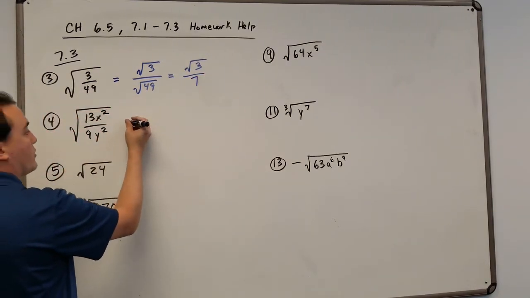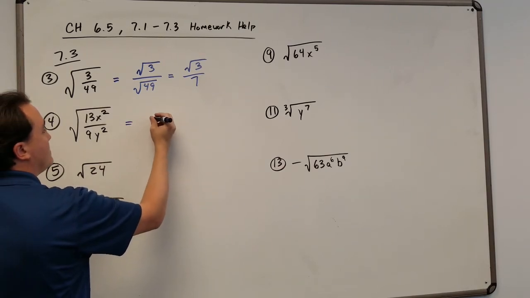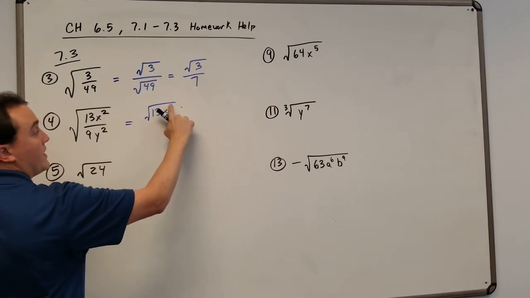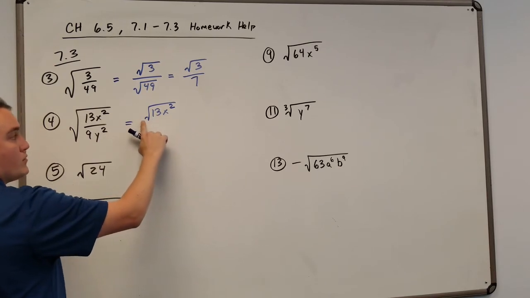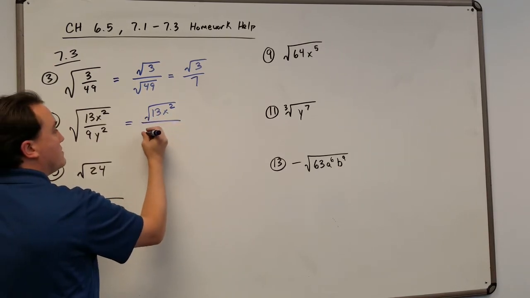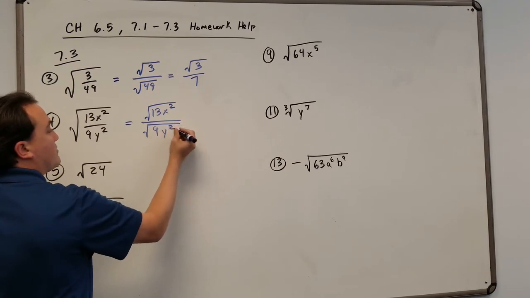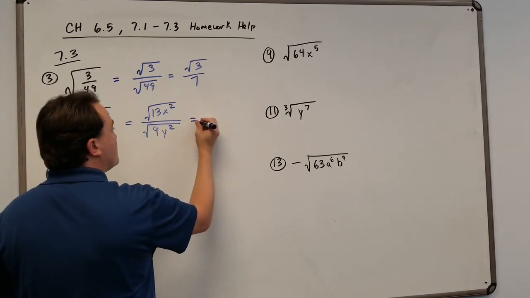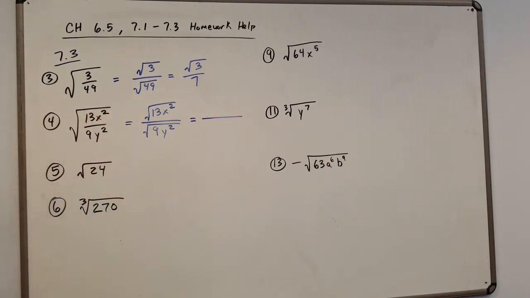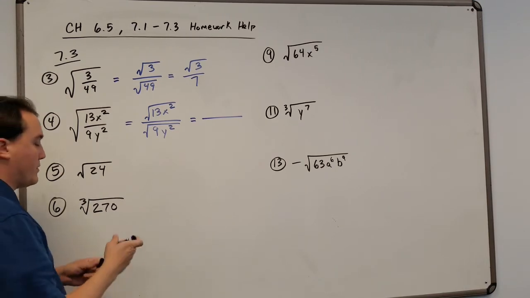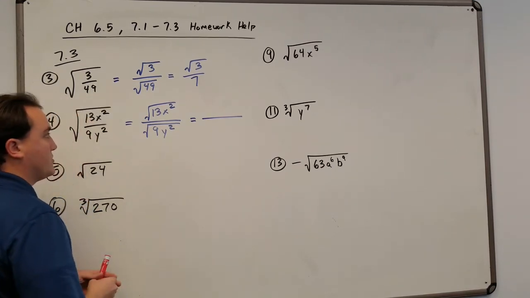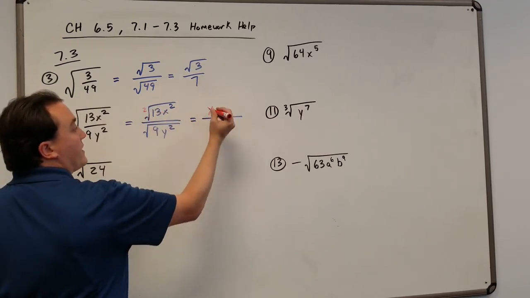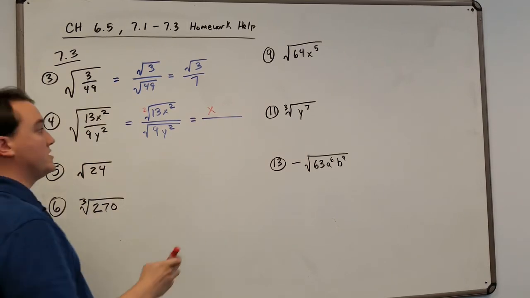Here, a little bit harder. We have square root of 13x squared. Can't do anything with the 13, but you can take out the x squared because the square root of x squared is just x. The bottom of this is perfect. So like I said, we're just dividing the exponent divided by the root. Well, our exponent's just 2. So 2 divided by 2 is 1. X comes out. The 13 stays in.